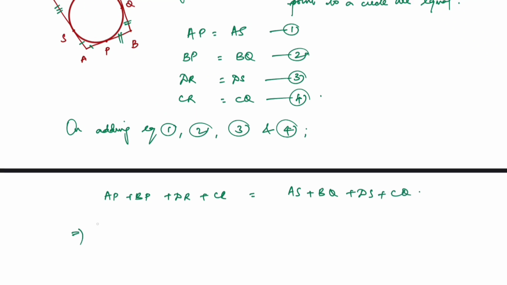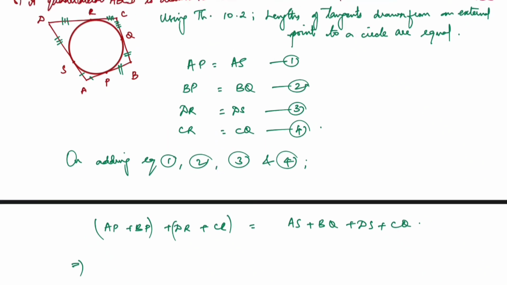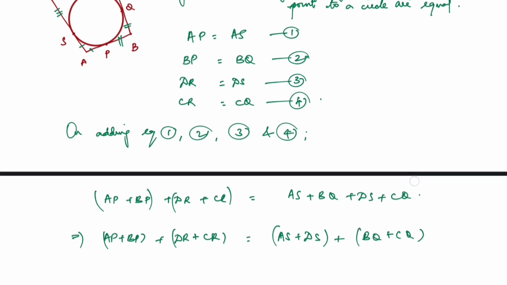We can rearrange these terms and write according to our needs. AP plus BP can be written together and DR plus CR can be written together, because AP plus BP gives us AB. DR plus CR gives us CD. Similarly, AS plus DS gives us AD, and BQ plus CQ gives us BC.